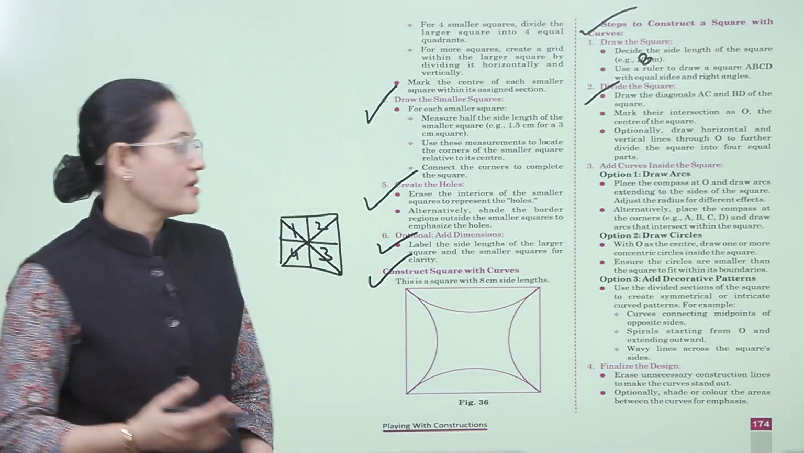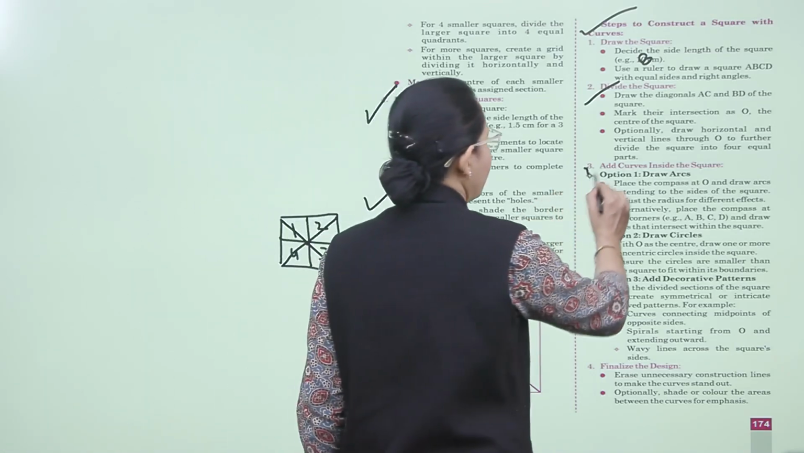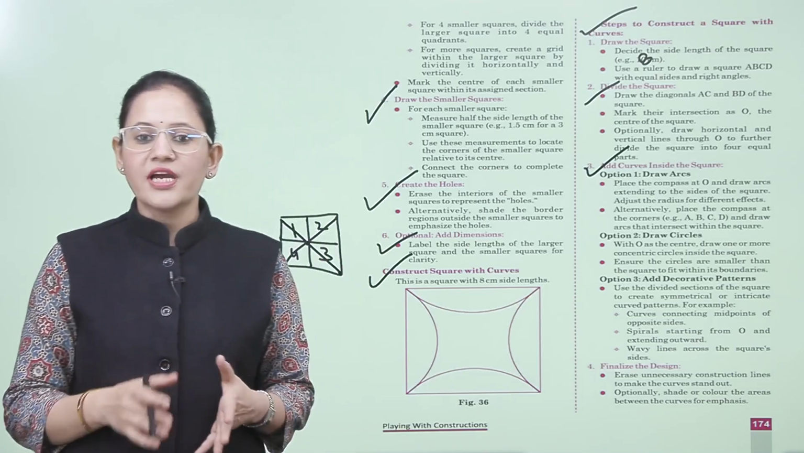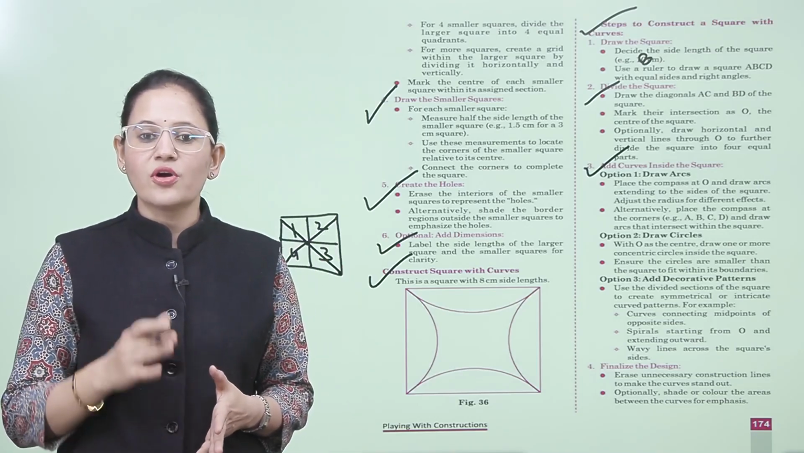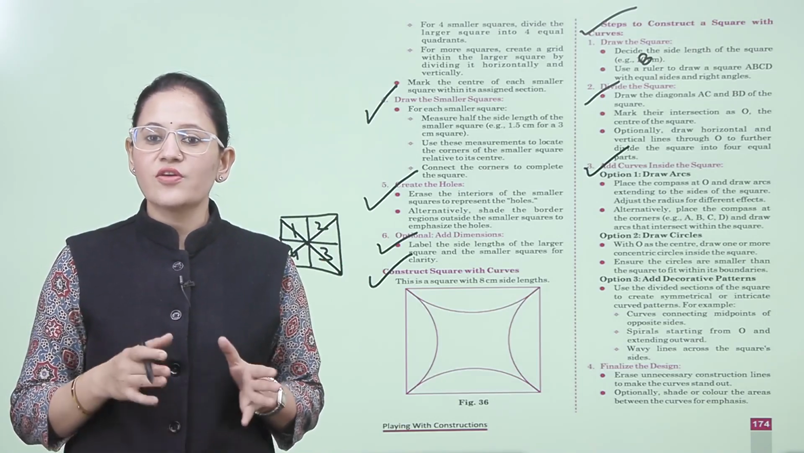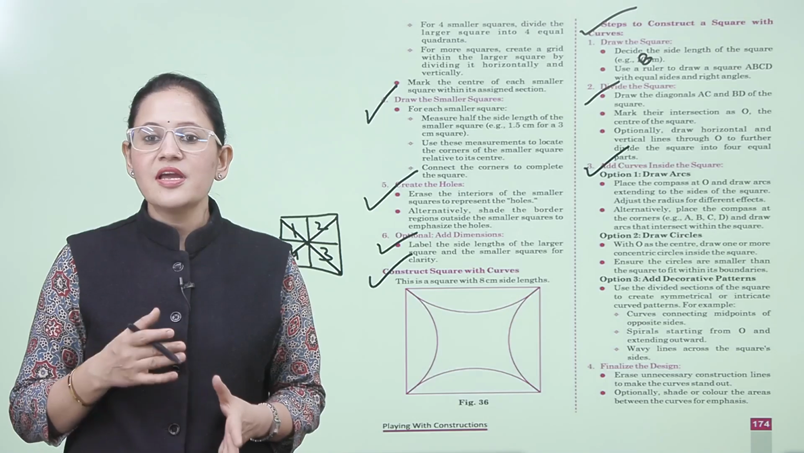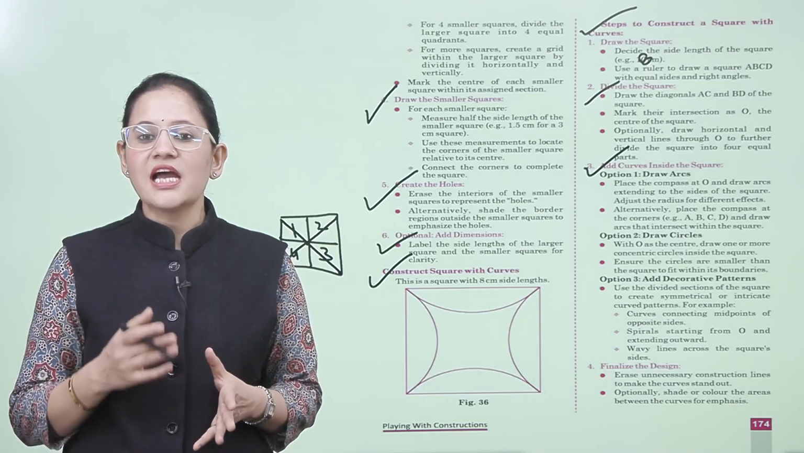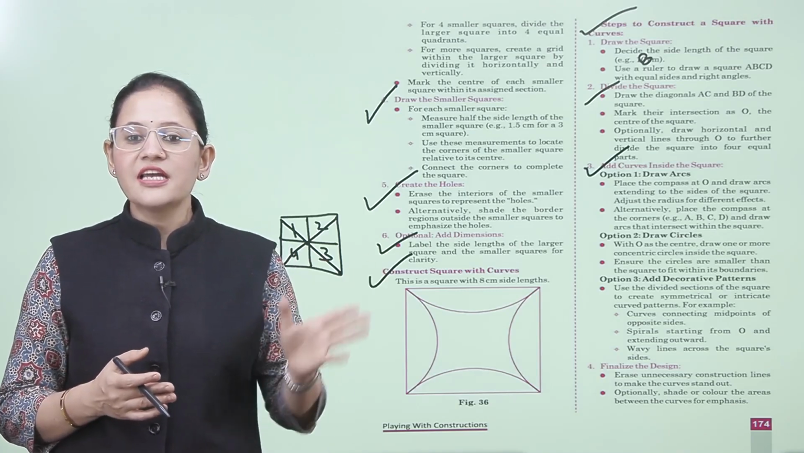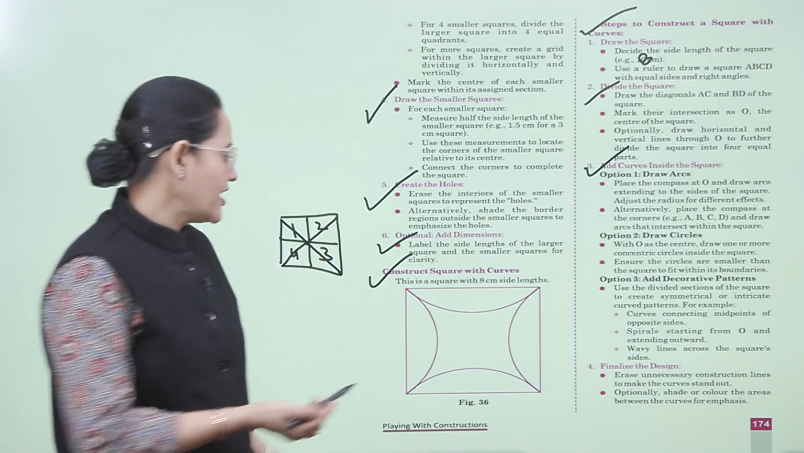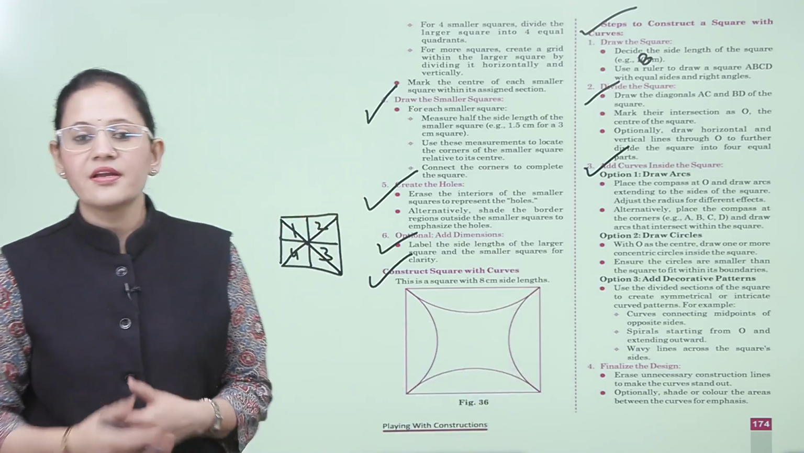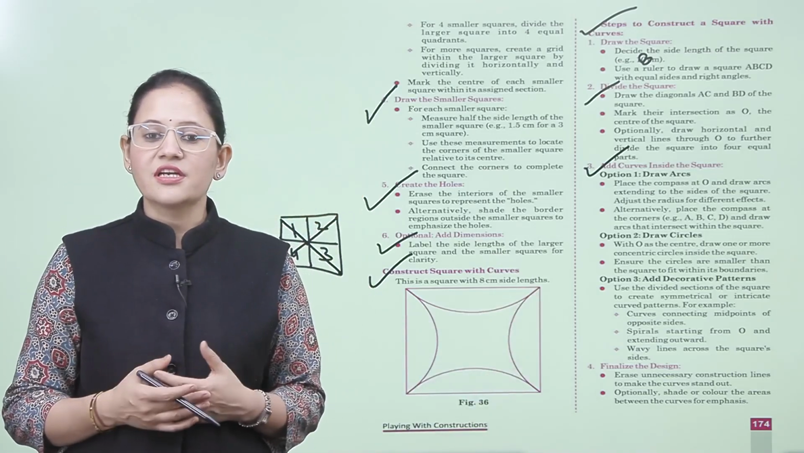Next, add the curve inside the square. For that, place the compass at O and draw an arc extending to the sides of the square, adjusting the radius for different effects. Alternatively, place the compass at the corners A, B and C, D to draw arcs that intersect within the square, like here. We have to draw these arcs. Clear?